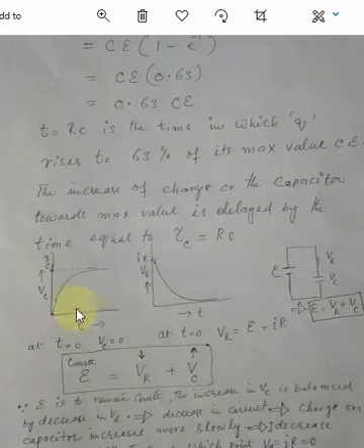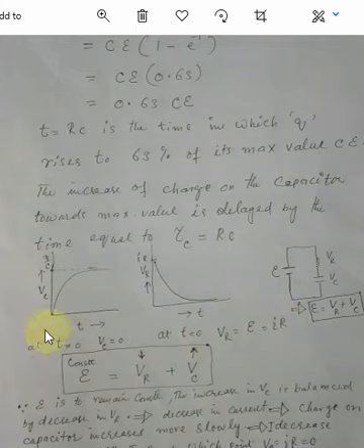In the graph, this situation is depicted as this. We have plotted VC against time and VR against time. So at time t equal to 0, you can see that this VC is equal to 0, and at time t equal to 0, this VR is at its maximum value. VR is maximum at t equal to 0 and VC is minimum at t equal to 0. So VC is 0 and VR is maximum, so E is equal to VR at time t equal to 0.